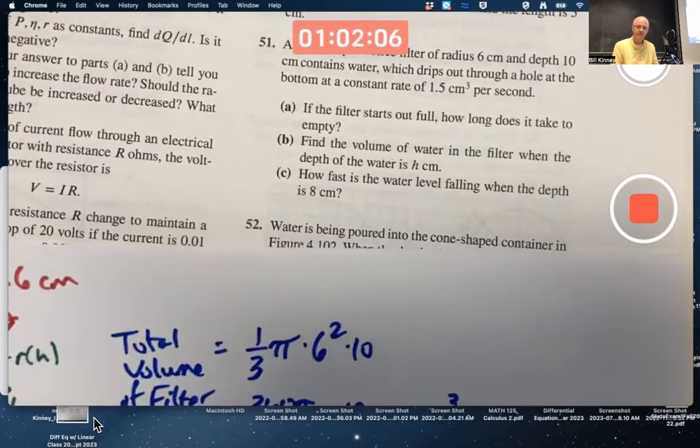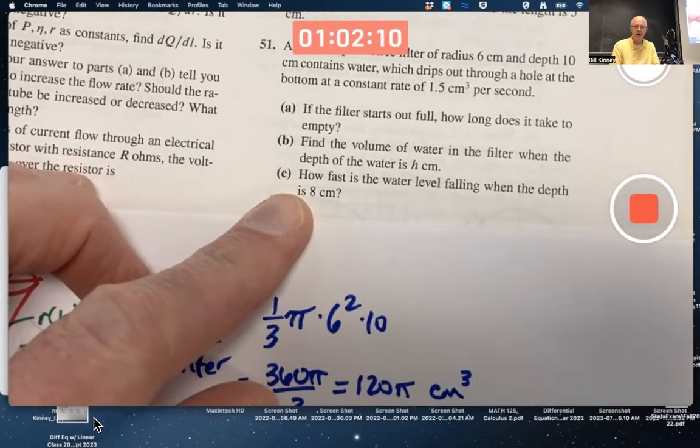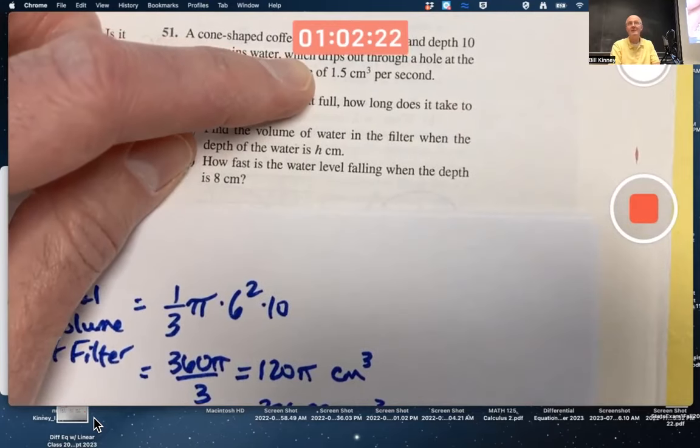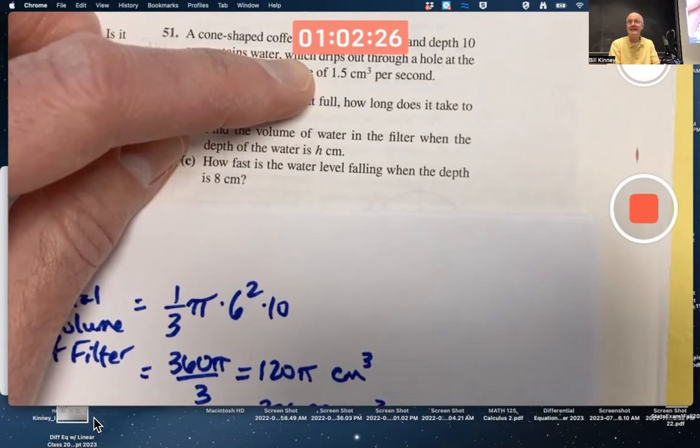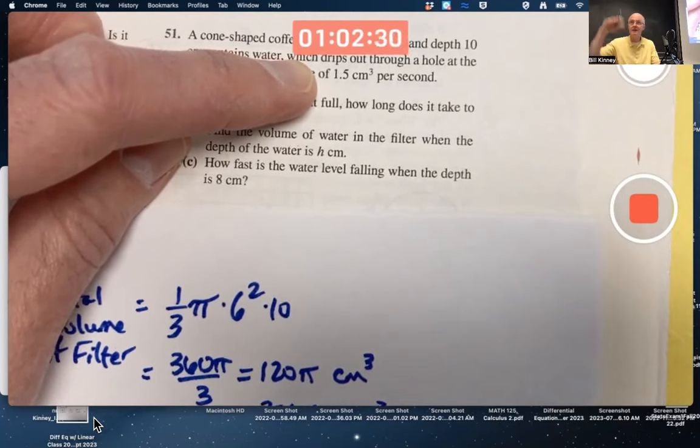Part C. How fast is the water level falling when the depth is 8 centimeters? So the water level is going down. dV/dt is negative 1.5 cubic centimeters per second. You don't see a negative sign up there, but dV/dt is negative because the volume is decreasing. The water level is going down.